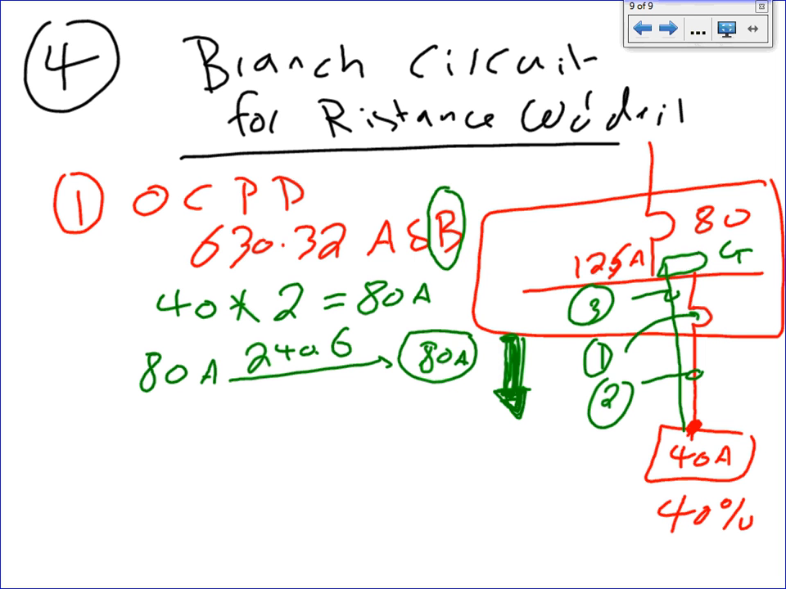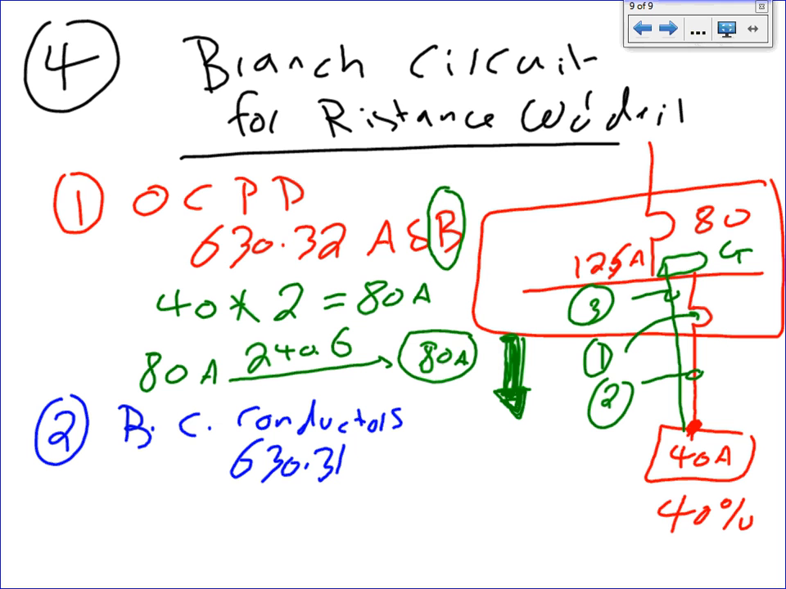Okay, so that's my number one. Number two, my friend, is the conductors. Let's go and size the conductors. For conductors, I want you guys to go look at 630.31. Number two, branch circuit conductors. To help me with this, I want you guys to go to Article 630.31, in particular A2.